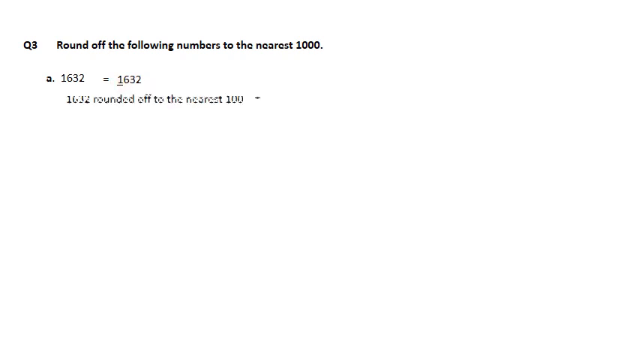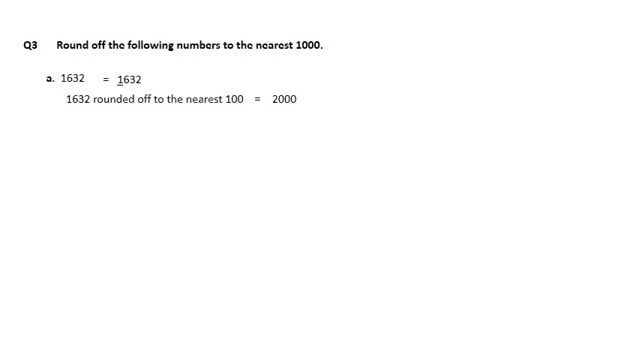Solve question number 3. Question number 3 is: round off the following number to the nearest 1000. Okay, first one, 1632. So student, first we'll underline the thousands place. Here the thousands place is 1. So we'll look at the hundreds place. This hundreds place is 6, which is more than 5. So the thousands place will increase by 1. That means 1 plus 1 becomes 2, and hundreds, tens and ones will become 0. So your answer is 2000.